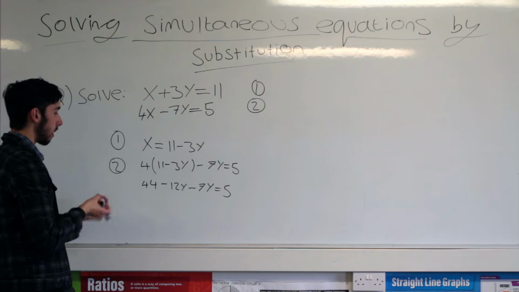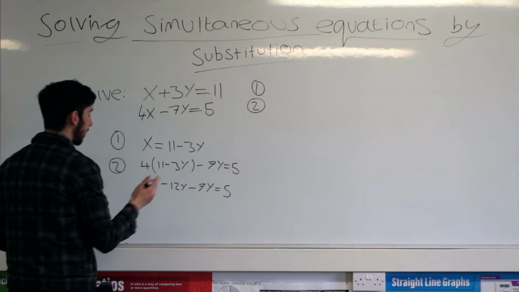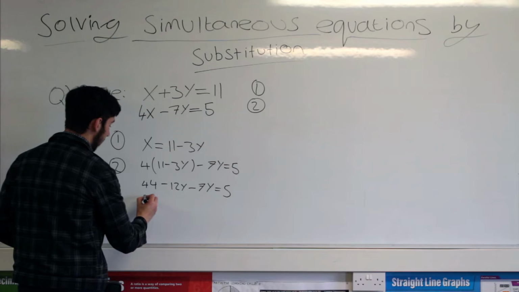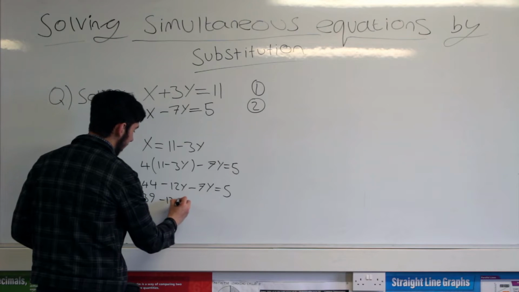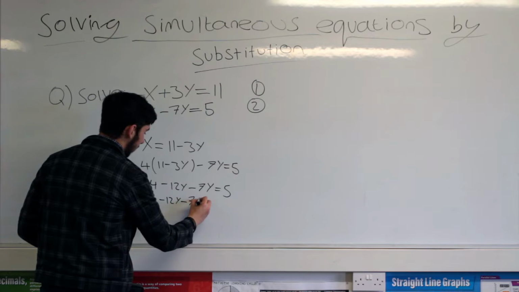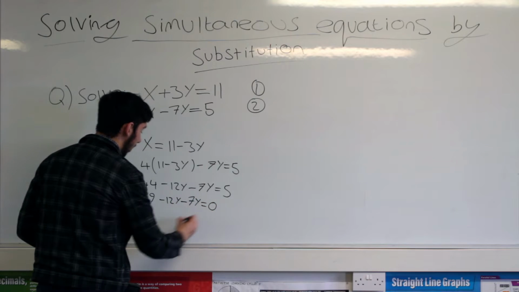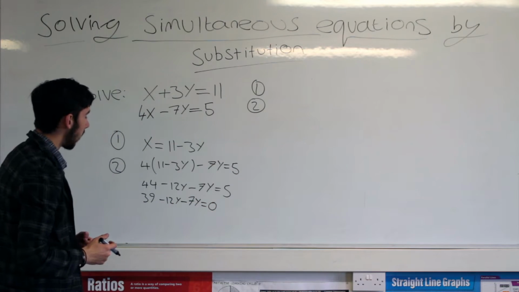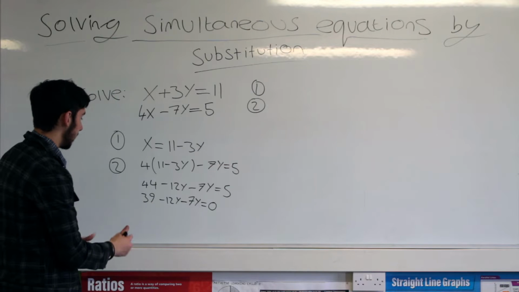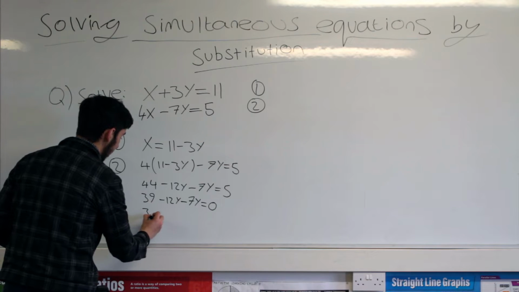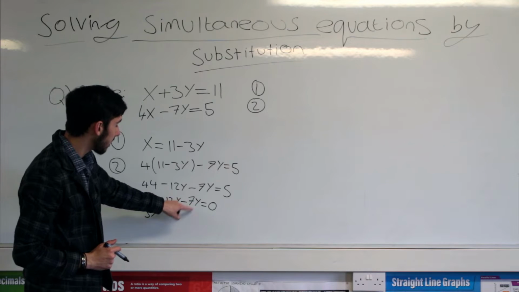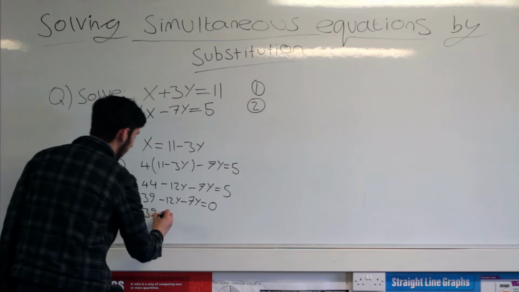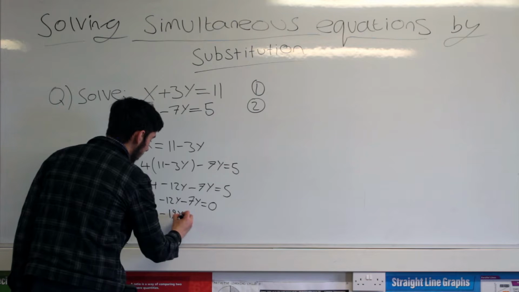Now guys, let's group up these like terms, all right? I'm going to take 5 away from both sides. That's going to give me 39 minus 12y minus 7y equals 0, okay? And now I'm going to group the y's together. So I'm going to say 39, now minus 12y, take away another 7y, is going to be minus 19y, okay?